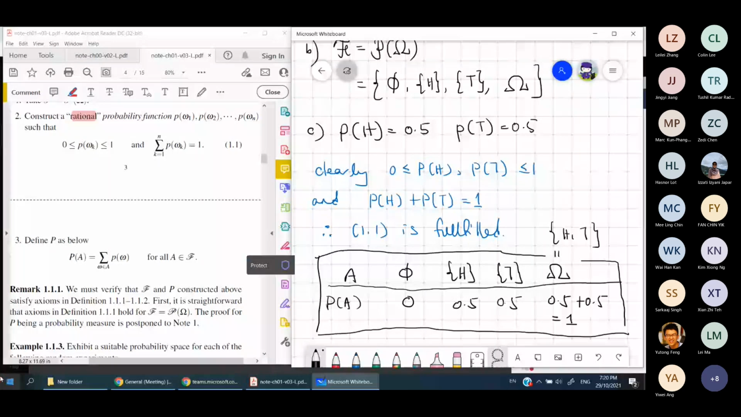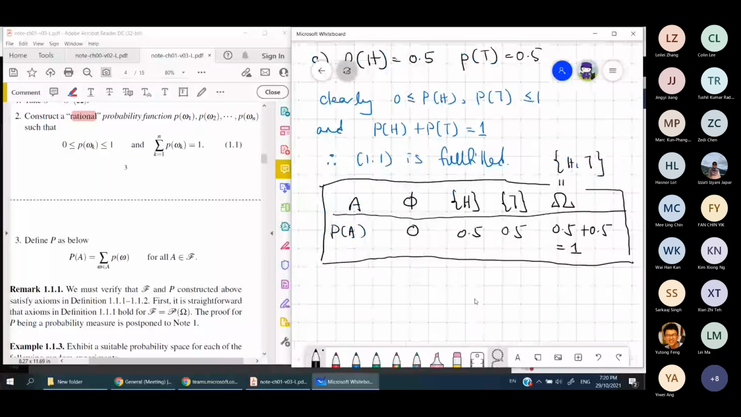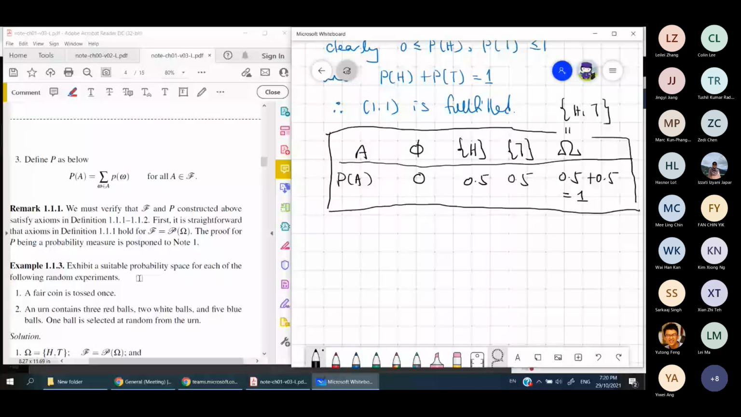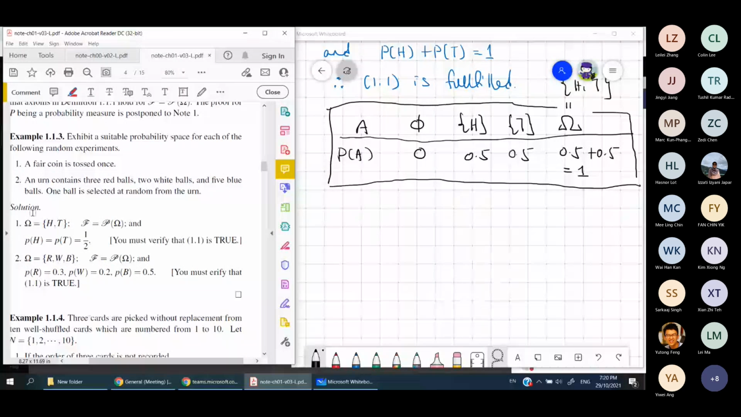Okay, so I think it's quite straightforward. Quite easy for us to construct a probability space for a finite sample space. Okay, so for the next example, I think it's here already. So we look at the second example.